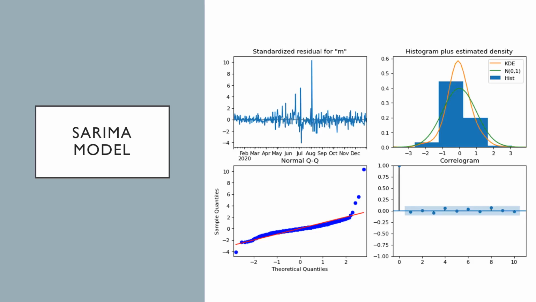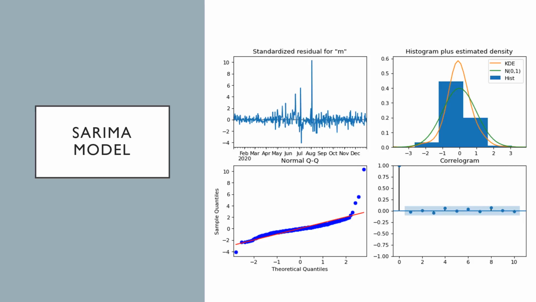Starting with the top left are our standardized residuals. The residual errors seem to fluctuate around a mean of 0 and with the exception of a few spikes have a reasonably uniform variance. The top right is a histogram density plot that suggests a fairly normal distribution with a mean of 0. In the bottom left, we see that most of the dots are in line with the red line. Any significant deviations would imply the distribution is skewed.